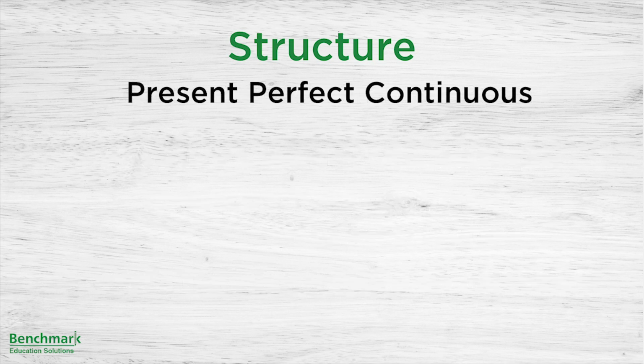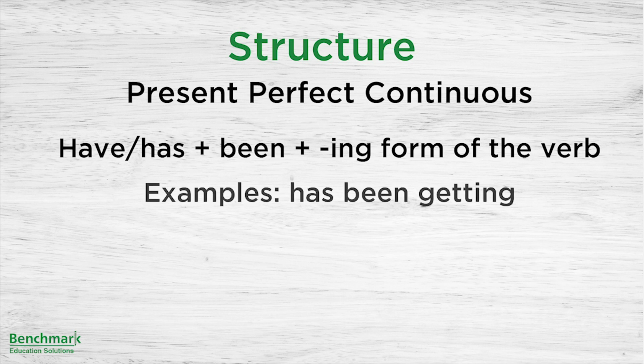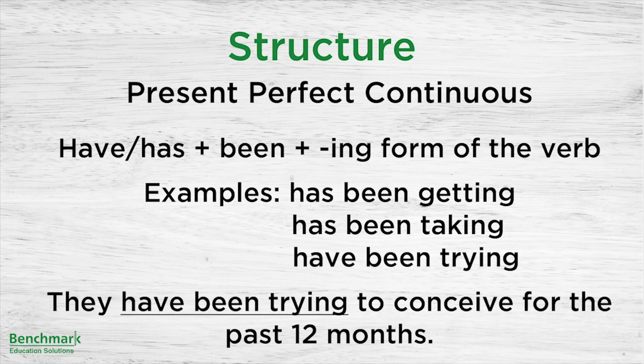Now let's look at present perfect continuous. For this, we use the auxiliary verb have or has as well, plus the word been, and then the ing form of the verb. For an action that started sometime in the past and is repeated or is still actively continuing in the present, it is better to use this form. For instance, has been getting, has been taking, and have been trying. They have been trying to conceive for the past 12 months.